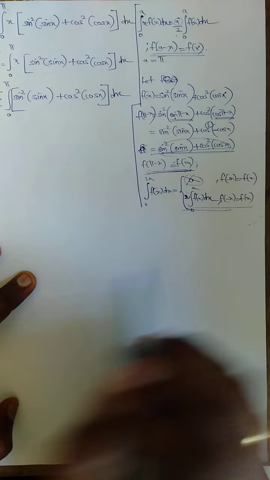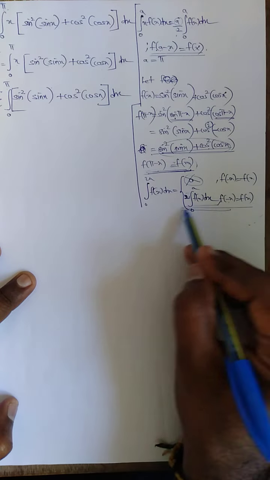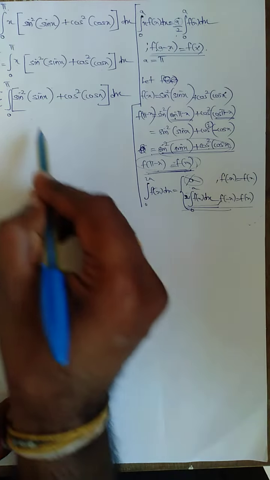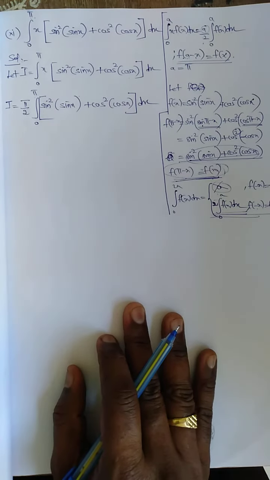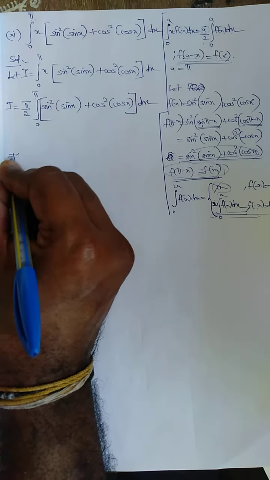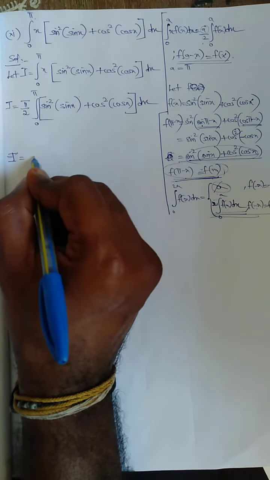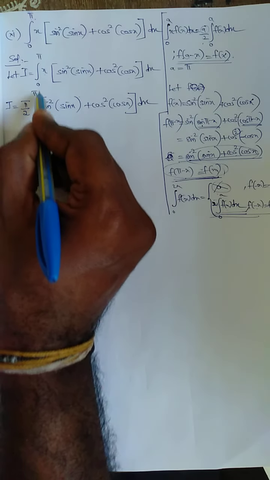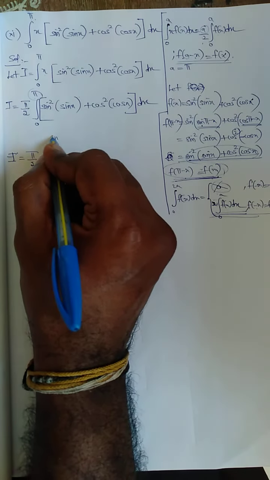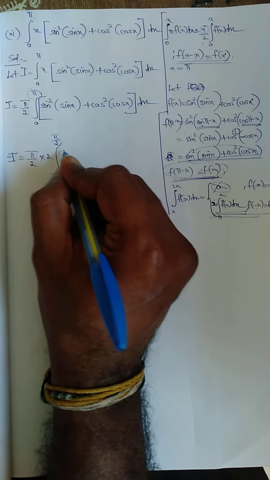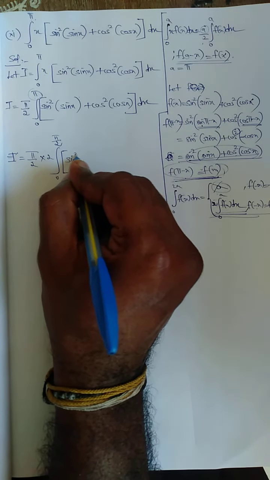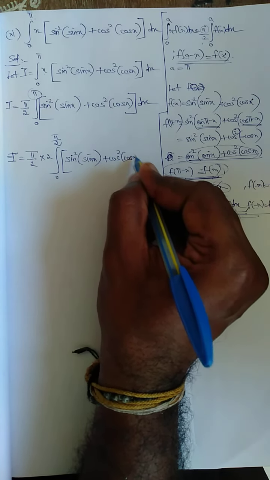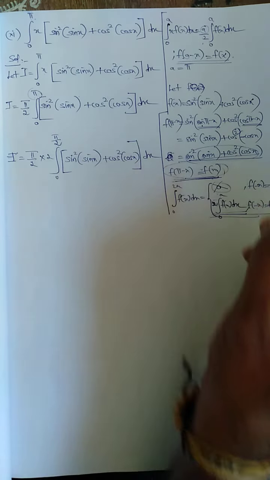I need to multiply with 2. This is an odd value, 0 to 2. Since it's not changing here, I can apply this property straightaway. What is the property here? See here, I put I is equal to pi by 2. I can multiply with 2, and integration of this I need to divide by 2. Pi by 2, what becomes sine square of sin x plus cos square of cos x, close the bracket, into dx. This is a property.